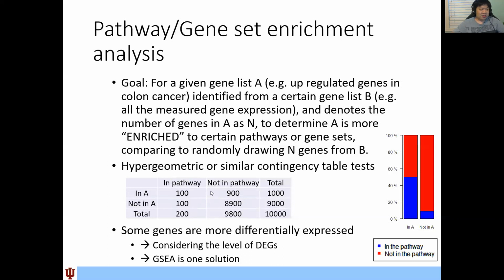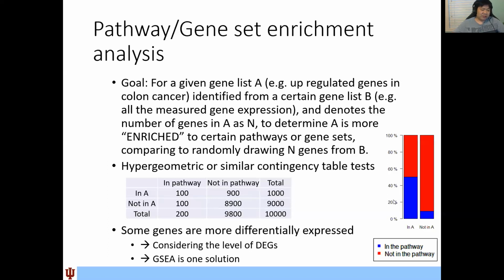In this observation, we have 100 genes in A that are also identified as in the pathway, and 100 genes in the pathway that are not in A. So in the pathway, the proportion of genes in A and not in A is 50% and 50%. On the other hand, for the genes not in the pathway, we found that 900 genes are in A, but 8,900 genes are not in A. So this figure shows the ratio.